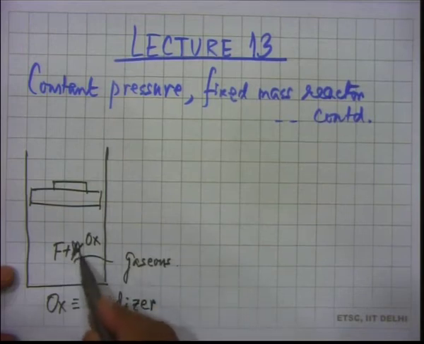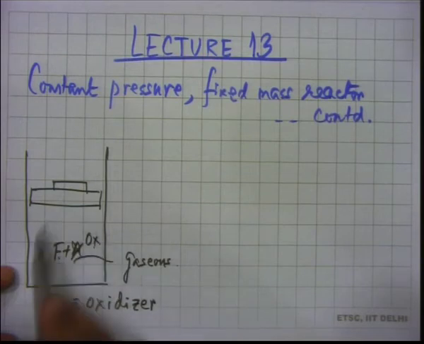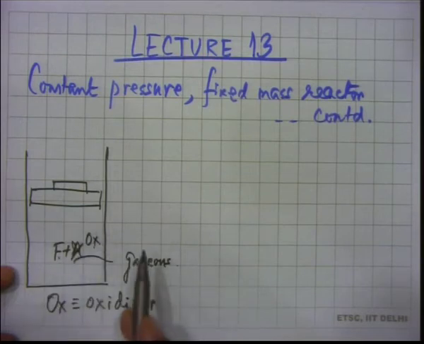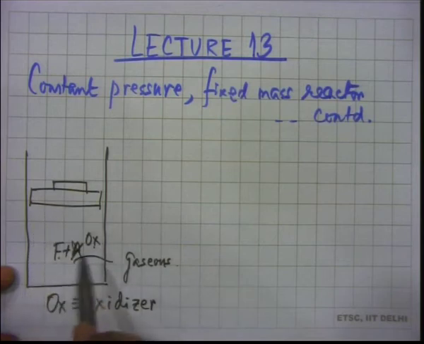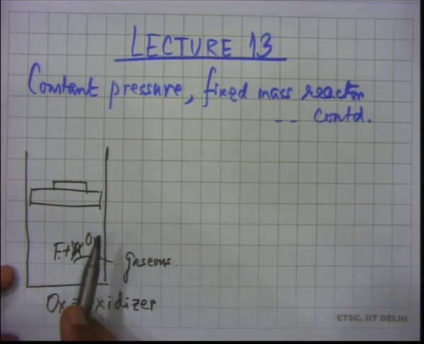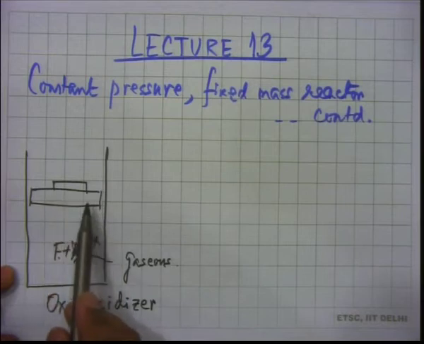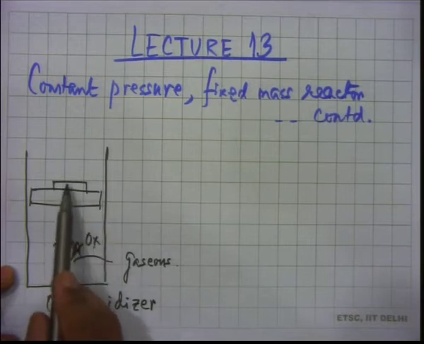So, this is F plus OX, this is the mixture which is here, and this is fixed mass because there is no mass going out of it and no mass coming in, and also this is constant pressure. Remember why this is constant pressure? It is constant pressure because the pressure on the system is decided by the weight of the piston and the weight which is kept above it.